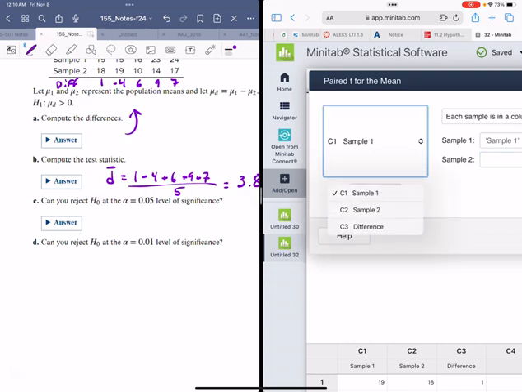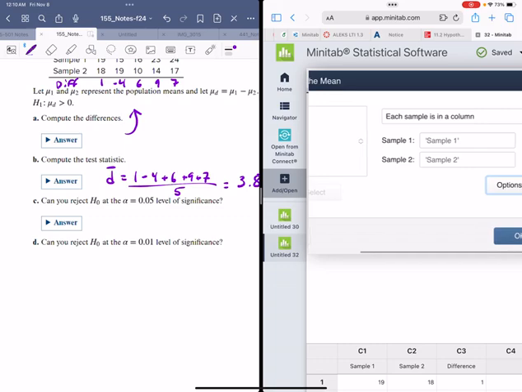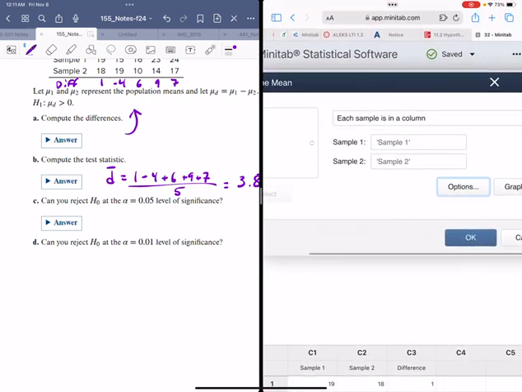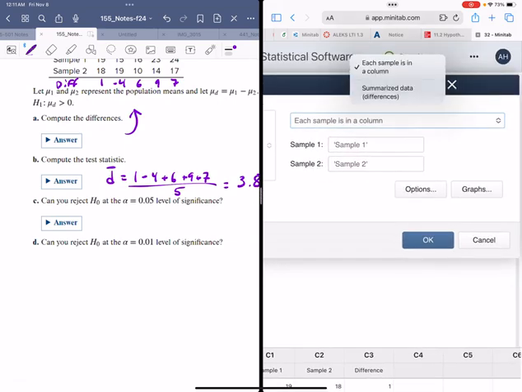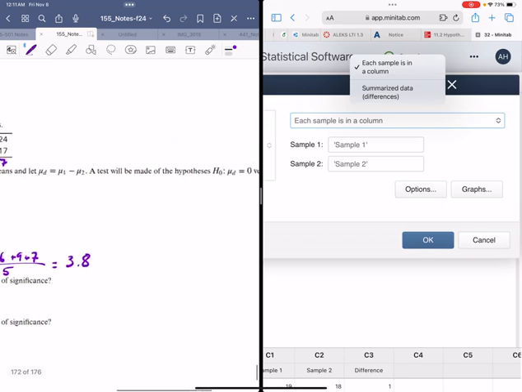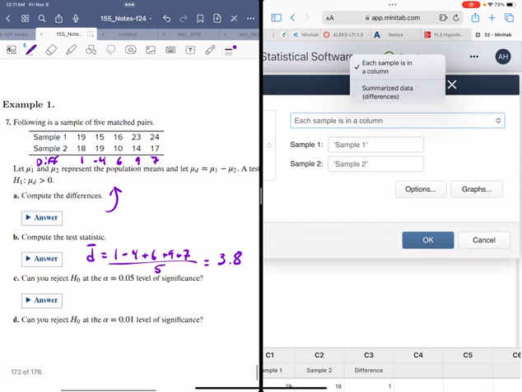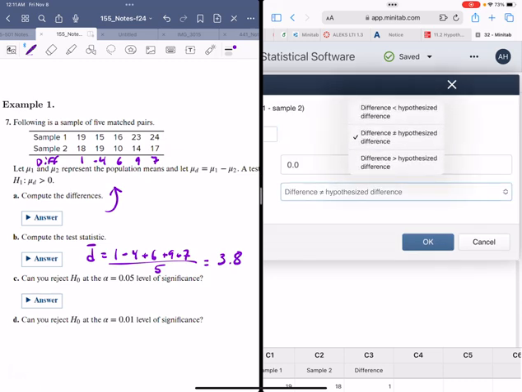Sample 2 is going to be here, and here we don't even need difference, really, because it's going to do the difference for us. Let's start off with a 0.05 significance level. Let's actually see really quickly. Alternative hypothesis is greater than, actually.